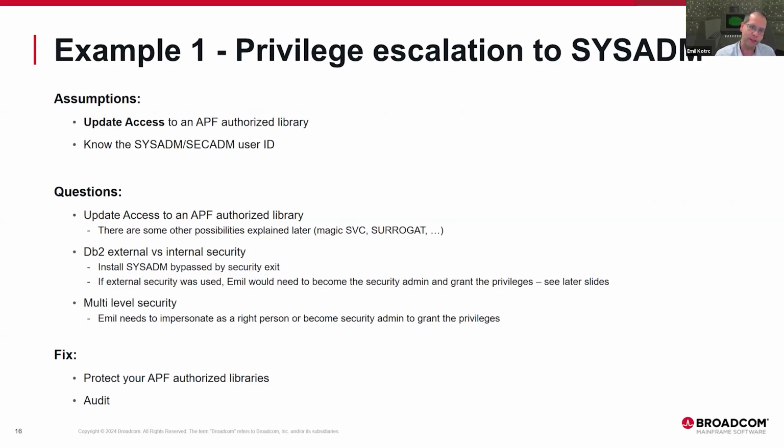So here we have an example. If you don't, this is a simple example how someone can really escalate his privileges. On the other hand, this is not the single and the only attack vector. So let's say all your APF authorized libraries are secured, and then you think, okay, now I'm good. Wait a minute, because later in the slides, I have some other examples. What can be the other attack vectors outside of the APF authorization?